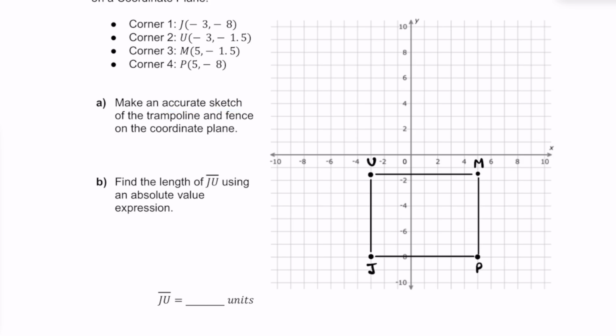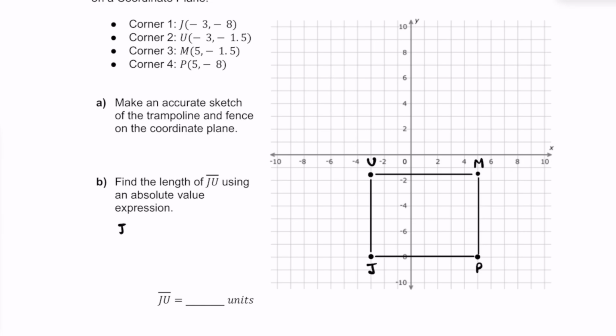So for part B, let's go ahead and find the length of segment JU by using an absolute value expression. So JU, that's going to be these 2 points right over here. So you can just look at these 2 set of coordinates. They have these matching X coordinates, so don't use those. That just lets us know that they are vertical points to each other. If we look at these 2 Y coordinates, they are in the same quadrant because they're both negative. So let's go ahead and subtract their absolute value.